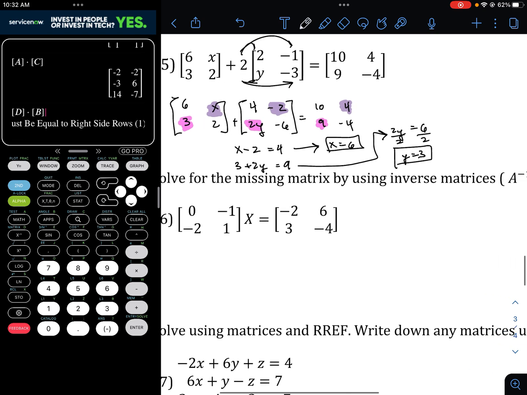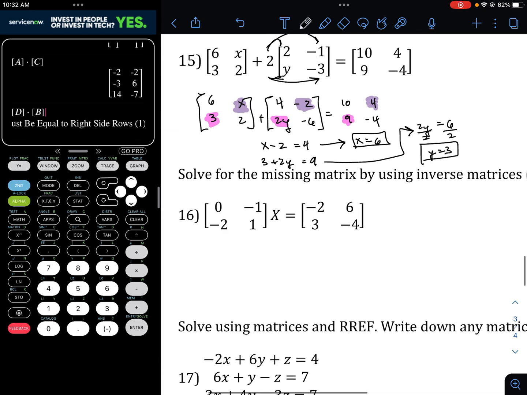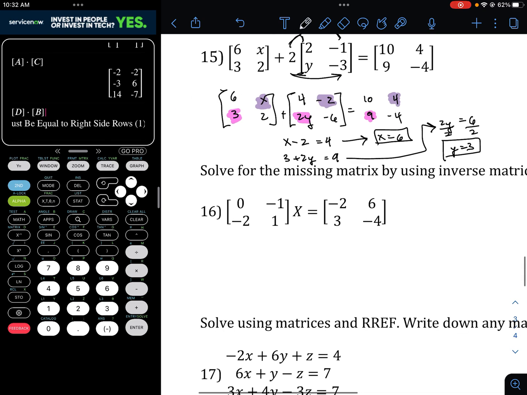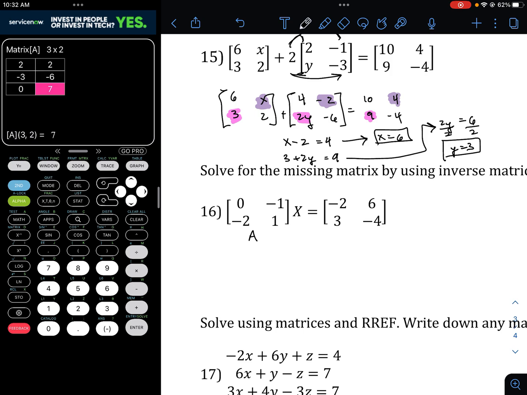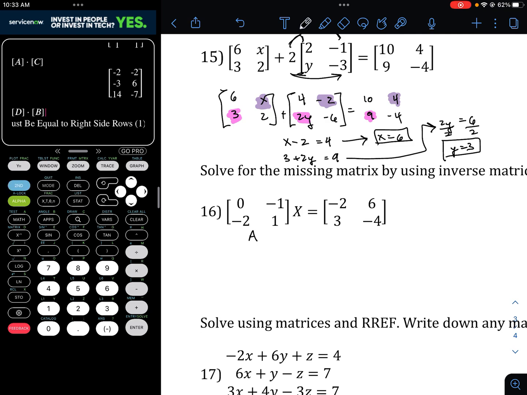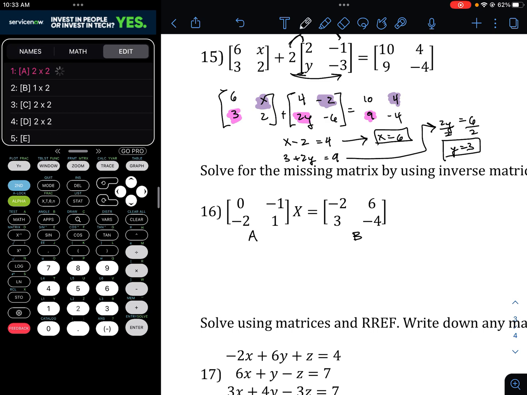Solve the missing matrix by using inverse matrices, A inverse B. So remember that you would type this in as matrix A. So let's go under re-edit matrix A. This is now a 2 by 2. And we're going to do 0, -1, -2, and 1. And the second matrix we type in as matrix B. So matrix edit, re-edit B.